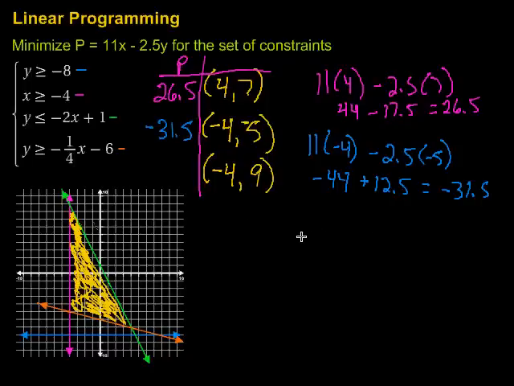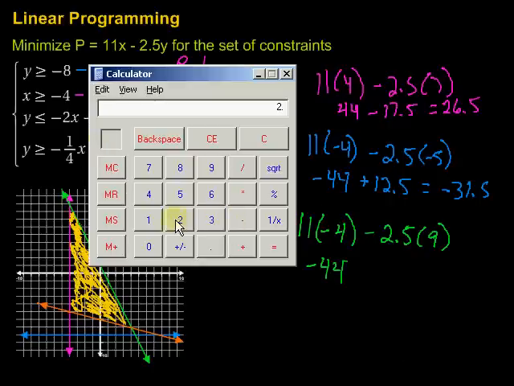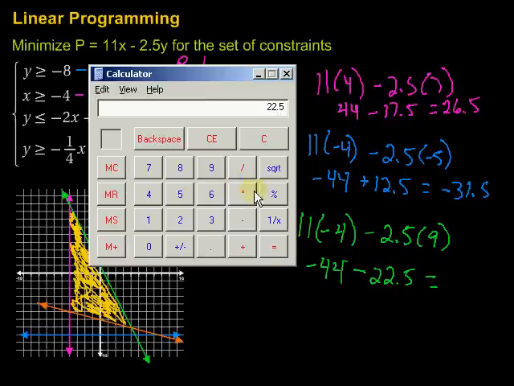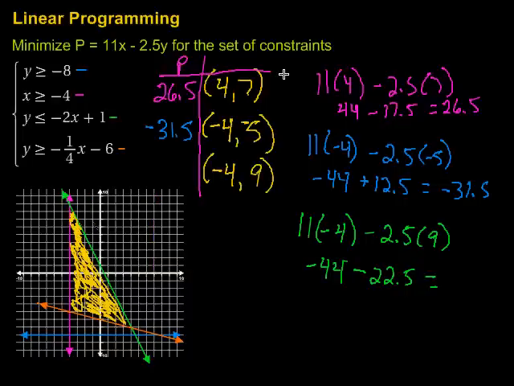Then, finally, I fill in my last one. And again, I'm just going to switch colors here so it's clear what's going on. And we get 11 times negative 4 minus 2.5 times 9. 11 times negative 4 is still negative 44. Then we take 2.5 multiplied by 9, so 2.5 times 9 gives me 22.5. So minus 22.5. And then finally, negative 44 minus 22.5 gives me negative 66.5. I could have done that without a calculator.